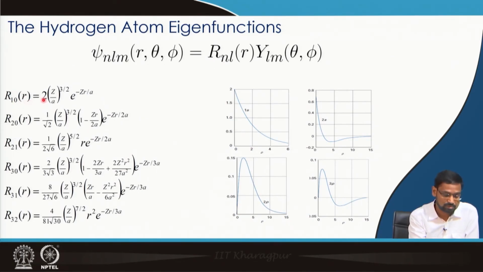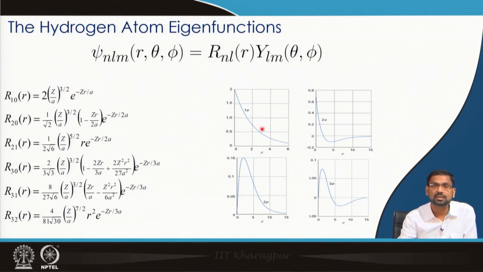Look over here, this is 2 multiplied by Z over a raised to the power 3 by 2. Z is the nuclear charge, which is 1 in the case of the hydrogen atom, so we do not have to worry about this. a is the Bohr radius, again a constant. If you express it in atomic units, the Bohr radius of 0.53 angstrom is 1 atomic unit of length. Therefore, this term simply becomes 1 to the power 3 by 2, which remains 1. Essentially, what we have is an exponentially decaying function, e to the power minus Zr divided by a. The 1s orbital radial component is shown here.